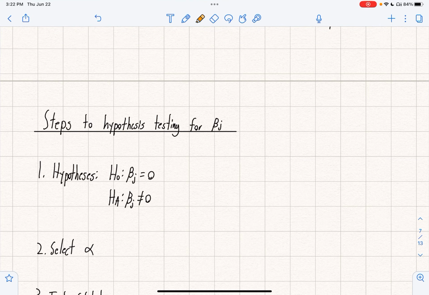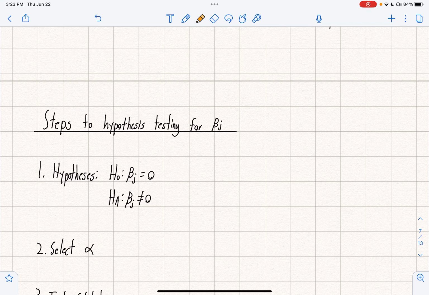Okay, so now let's talk about the steps to hypothesis testing for any particular slope coefficient. We'll refer to it as the j'th coefficient for the j'th variable. And so, as usual, we'll set our beta coefficient equal to 0 for our null hypothesis and the alternative not equal to 0. So we're really just testing for significance here.